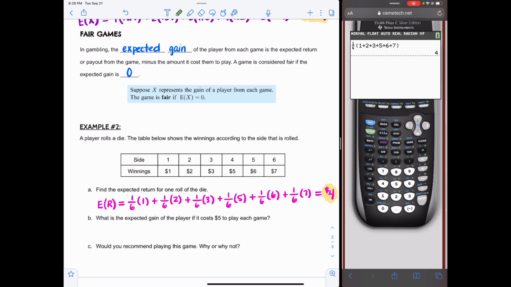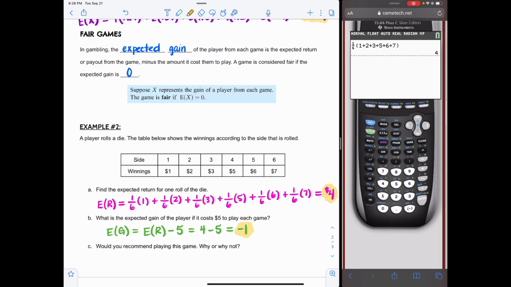Now for part B, it says, what is the expected gain of the player if it costs $5 to play each game? Remember, the expected gain is equal to your expected return per game minus the amount of money that you had to put up to play, which was $5. So the expected return was 4. Subtract the $5 that you will have to put up to play. That will be equal to -1. So my expected gain is -1, or technically, since it's negative, we can call it an expected loss if we want to be technical.